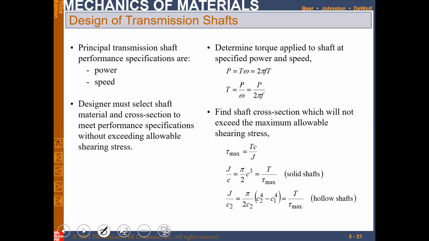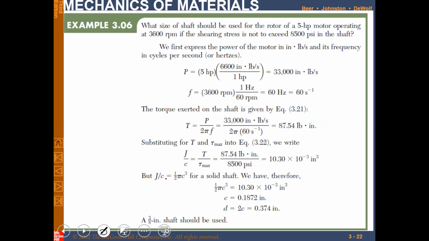Likewise, if we have the hollow shaft, then J by c will be equal to this expression, and you can prove it. These are two important expressions. The reason is that whenever we want to calculate the desired diameter of the shaft, we need to calculate this c. So in the next few examples, you will see how we will utilize this. These are very simple examples.